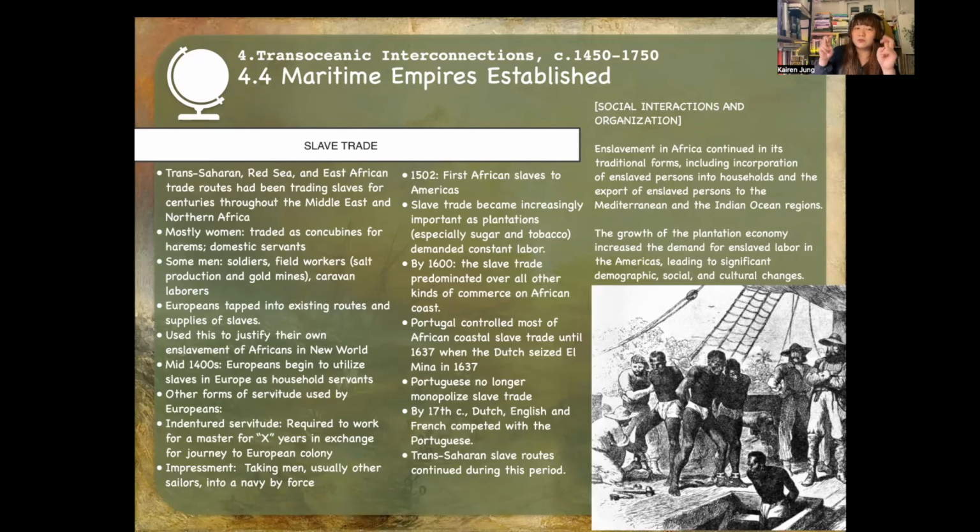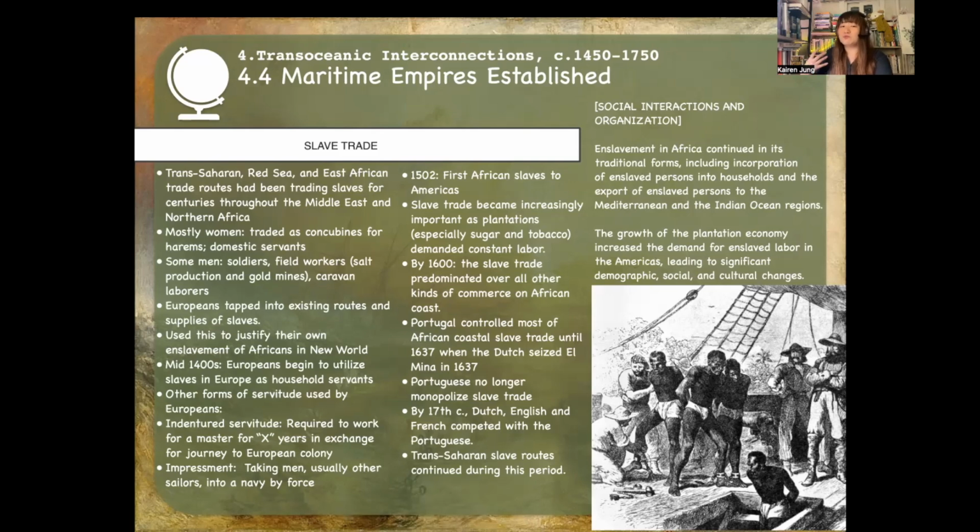In the mid-1400s, Europeans began to utilize slaves in Europe as household servants, and other forms of servitude were used by Europeans. Impressment, indentured servitude, these were methods that were used by the Europeans. But in 1502, the first African slaves to the Americas really began being sent over, and the slave trade became increasingly important because plantations, especially for sugar and tobacco, demanded constant labor. By 1600, the slave trade predominated over all other kinds of commerce on the African coast.